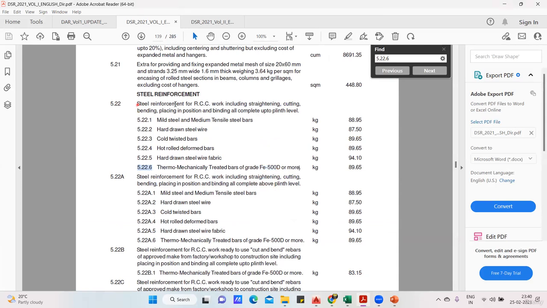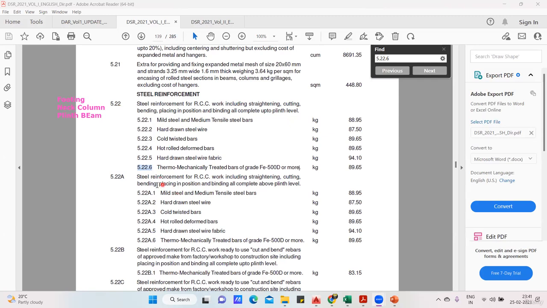So whatever rate he has given, this is up to the plinth level. That means up to the plinth level includes what all? One is your footing. Then your neck column or pedestal column, and then the plinth beam. So up to plinth beam, whatever steel is going to come, you'll consider that in 5.22.